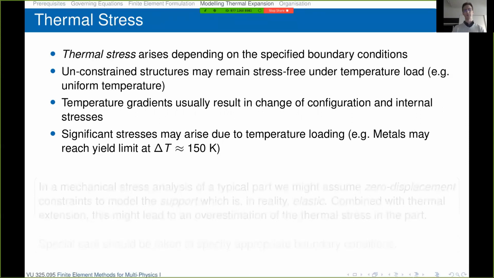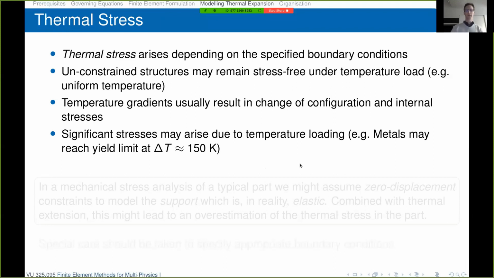And also consider that you can have significant stresses arising due to temperature loading. For example, metals may even yield at a temperature difference of about 150 Kelvin, given boundary conditions that introduce high thermal stresses. And when will this usually happen?